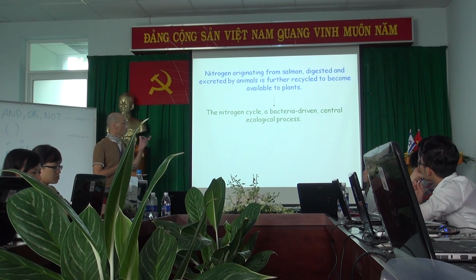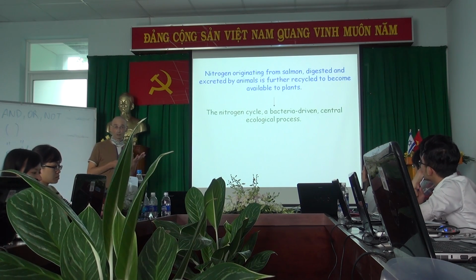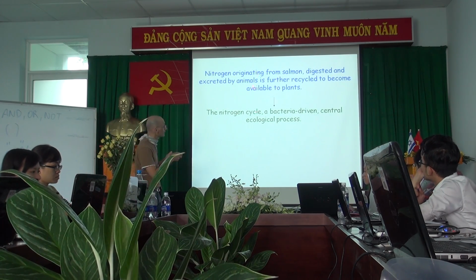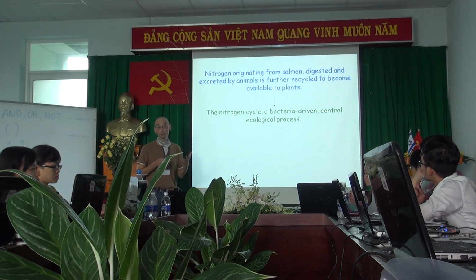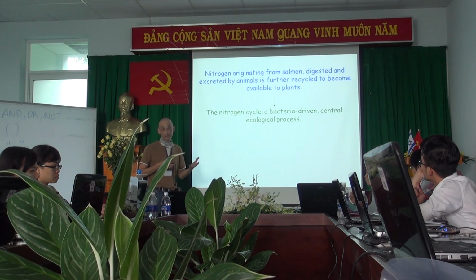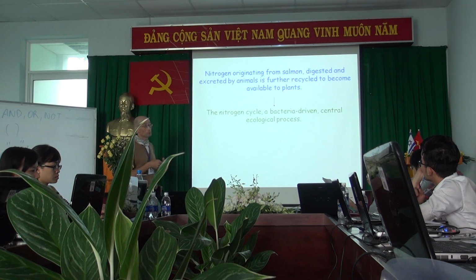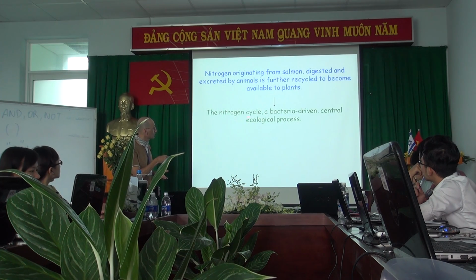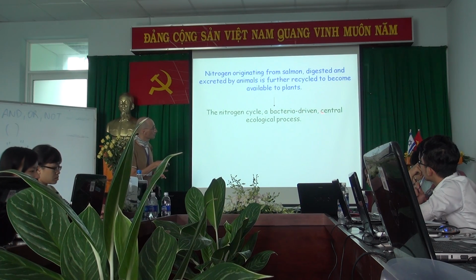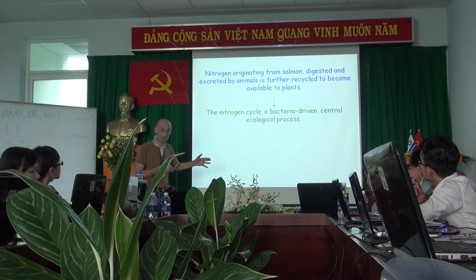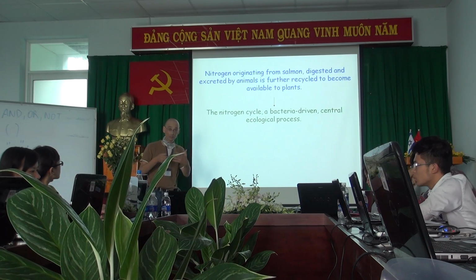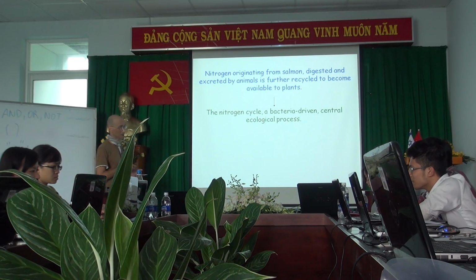So, how does it come about? This nitrogen that is in the form of proteins mainly and nucleic acid in salmon has to become available back to plants. This is done by the nitrogen cycle, which is a bacterial-driven central ecological process that we're going to talk about later on in one of the classes.